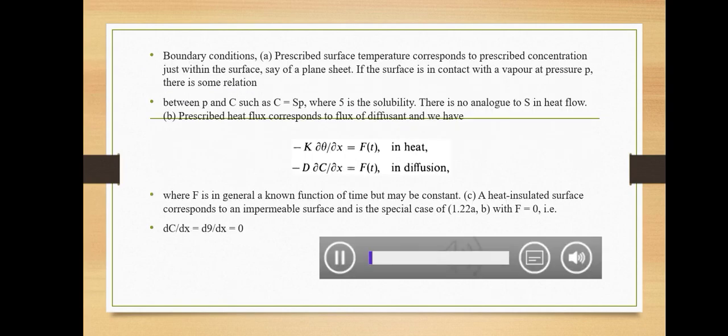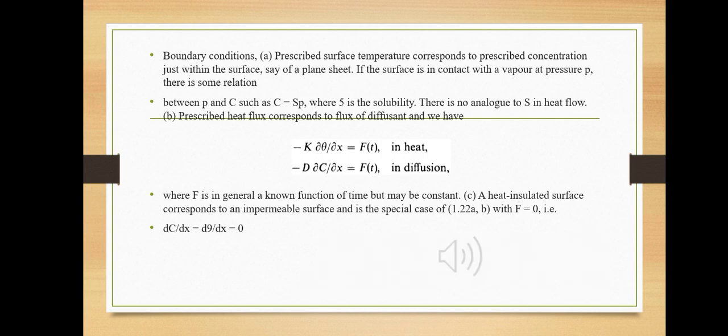Here in this slide we can see boundary conditions. The first one, prescribed surface temperature, corresponds to prescribed concentration just within the surface of a plane sheet. If the surface is in contact with a vapor at pressure p, there is some relation between p and C, such as C equals Sp, where S is the solubility. There is no analog to S in heat flow.